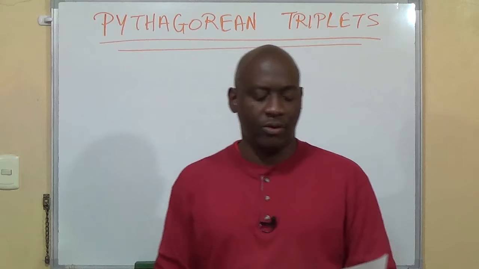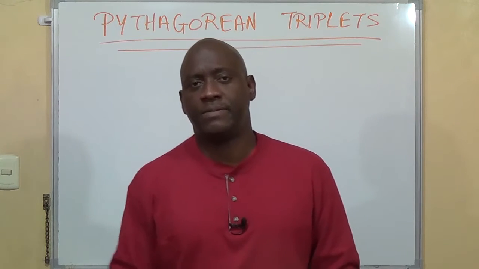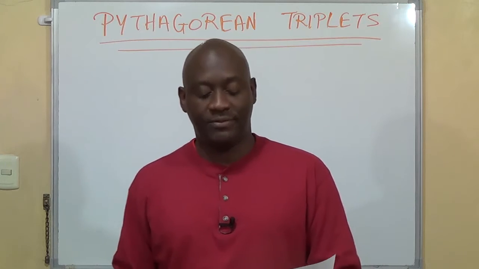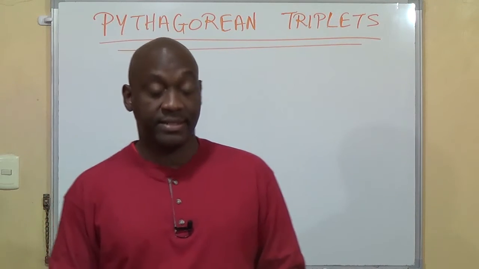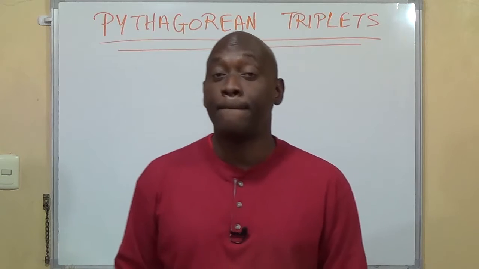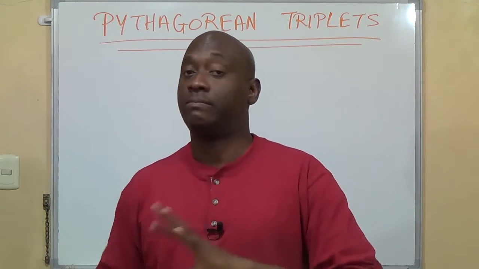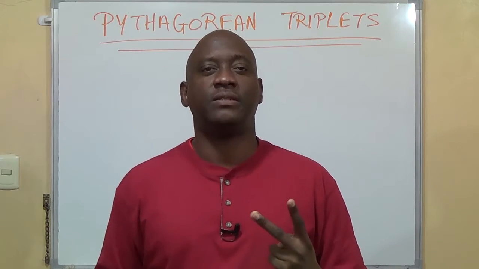And then there are a couple more that I will put out here, again just for the sake of passing on simple knowledge. You have the 9, 40, 41 and the 11, 60, 61. Yes, I don't remember them all the time. But the 3, 4, 5 and the 5, 12, 13, yeah, those are the 2 most common ones.